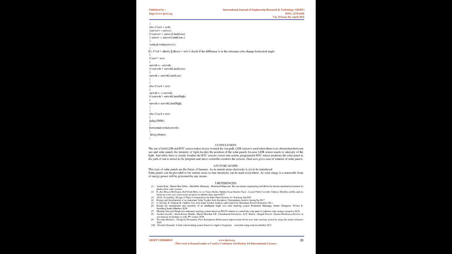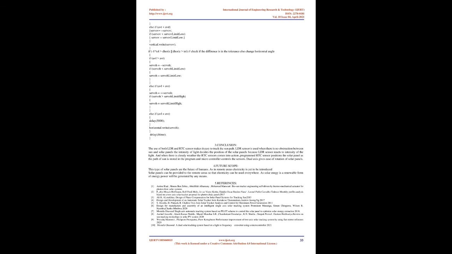3. Conclusion. The use of both LDR and RTC sensor makes it easy to track the sun path. LDR sensor is used when there is no obstruction between sun and solar panels. The intensity of light decides the position of the solar panels because LDR sensor reacts to intensity of the light. And when there is cloudy weather, the RTC sensor comes into action. Programmed RTC sensor positions the solar panel as the path of sun is stored in the program and the microcontroller controls the sensors. Dual axis gives ease of rotation of solar panels.